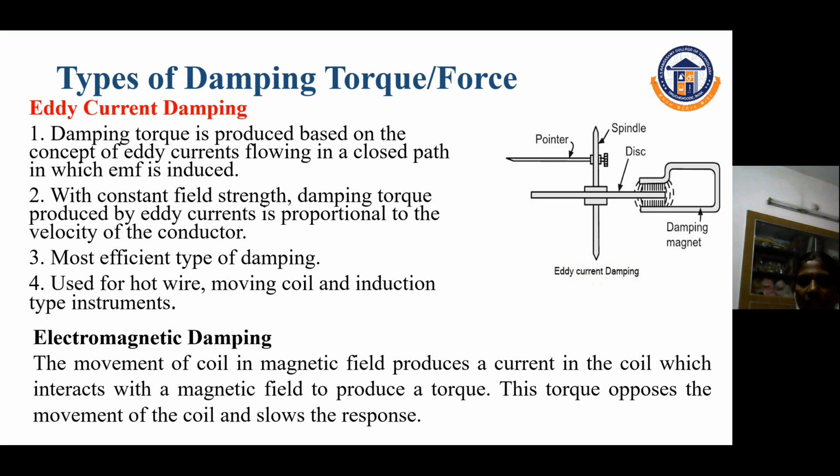The movement of the coil in the magnetic field produces current in the coil, which interacts with the magnetic field to produce a torque. This torque opposes the movement of the coil and slows the response.